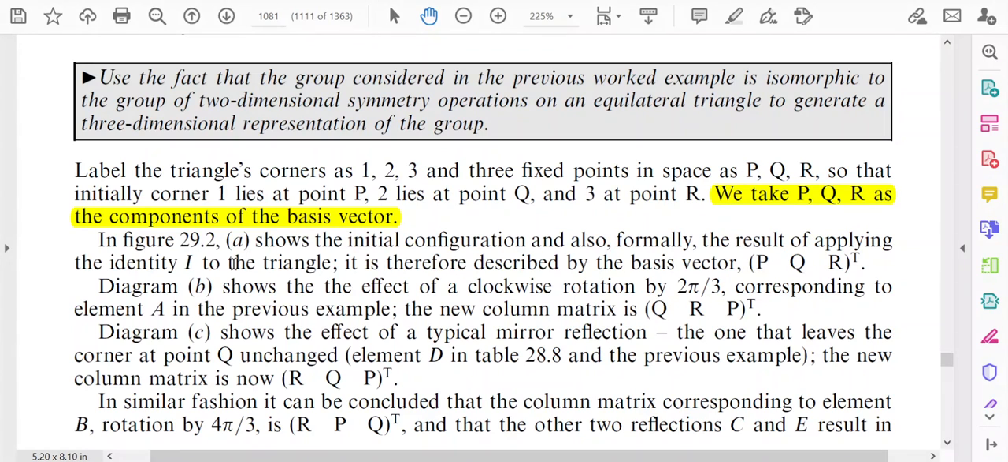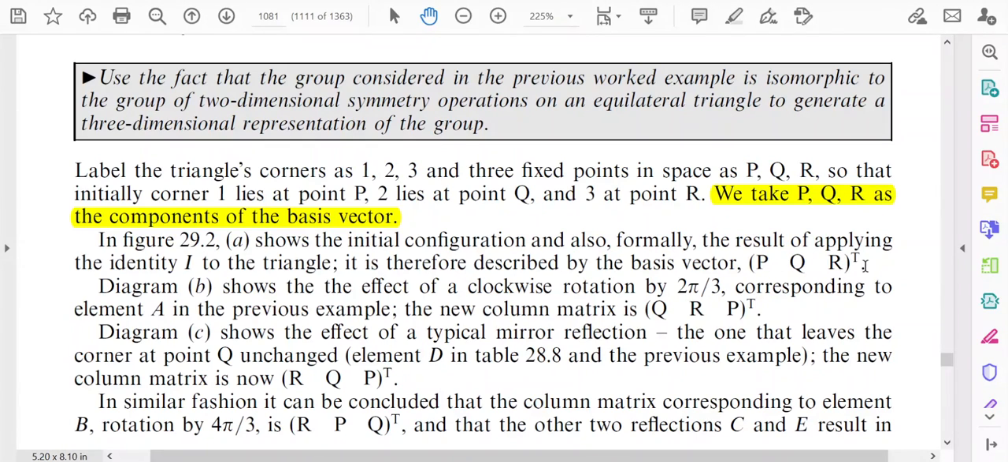Now the first figure that I already showed you represents the initial configuration. The first figure is the initial configuration, and formally the result of applying the identity I to the triangle. So the initial position, I may also call the identity element of the triangle, because it leaves the shape of the triangle unchanged, and it is therefore described by the basis vector P, Q, R, T. T means transpose. So we are taking the basis vector P, Q, R transpose.